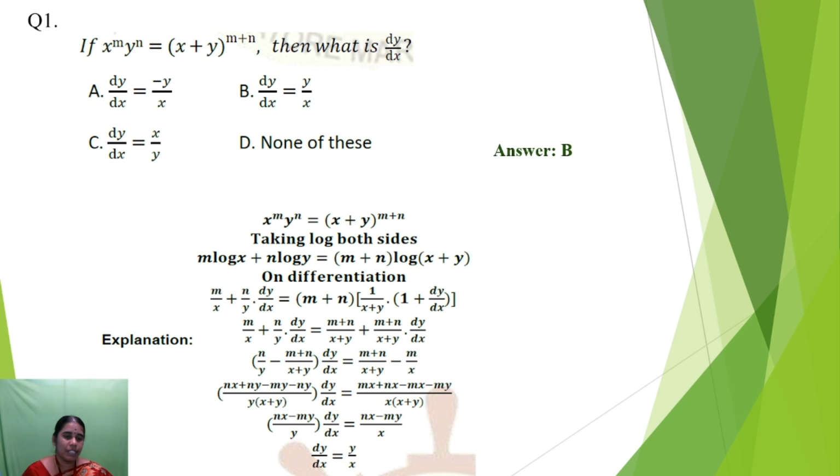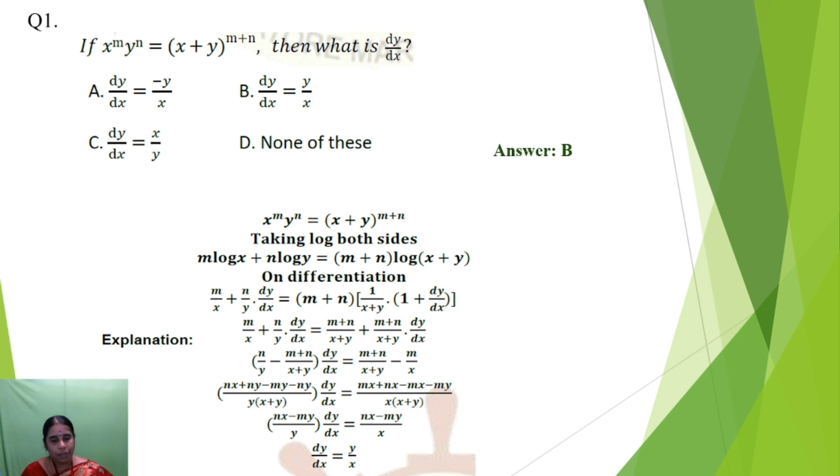On differentiating, first we get m by x, second plus n by y into dy by dx, since the differentiation of log y is 1 by y into dy by dx. Here, 1 by x plus y into, on differentiating log of x plus y, we get 1 by x plus y. We have done the log, and then we differentiate the inner function again. So x plus y differentiated is 1 plus dy by dx. On solving this, we get m by x plus n by y into dy by dx equal to m plus n by x plus y plus m plus n by x plus y into dy by dx.